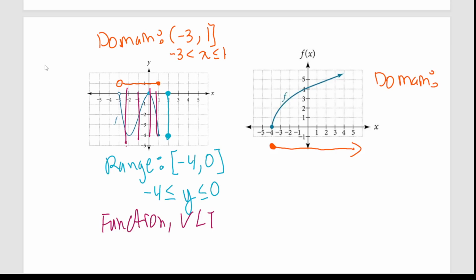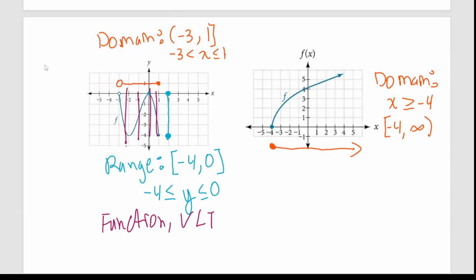So for the domain, it would be all x values larger than or equal to -4, aka -4 all the way to +infinity. We would use a bracket on the -4 because it is included, and a parenthesis on the infinity because infinity is philosophically never included.